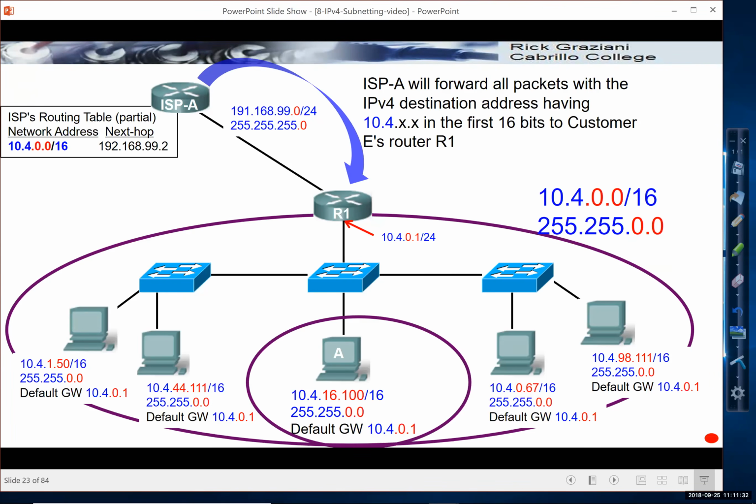We can look at one of the devices on that subnet. To customer E, it's just their network. They're one network. One of the devices has 10.4.16.100/16 as its address, with the subnet mask /16 or 255.255.0.0. Notice that the default gateway address on A is that of router R1. You'll notice that all the devices on this network have the same /16 subnet mask, and they all belong to the same network, 10.4. They all have 10.4 in the network portion of their address, and they're all using the same default gateway address, router R1.